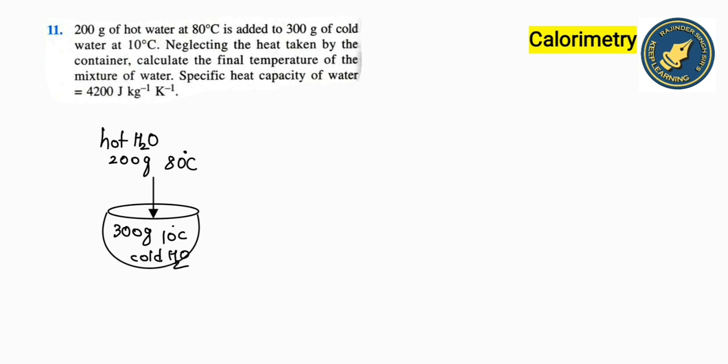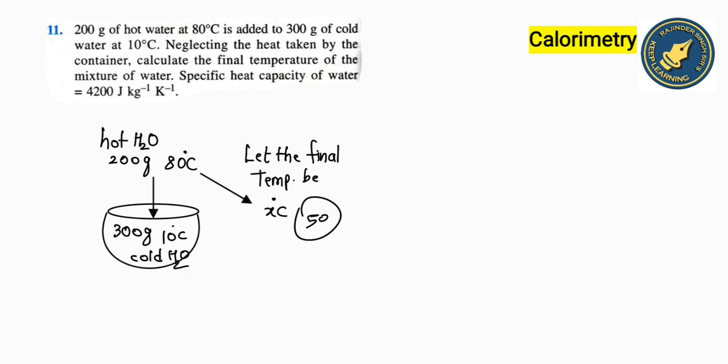So let the final temperature be X. As I told you in the previous sum, assume anything between 80 and 10, say 50 degrees final temperature. Okay? So now hot water is coming from 80 to 50. So how much will be delta T? 80 minus 50. So that is 80 minus X. Similarly for cold water, how much will be the delta T? 10 degrees to 50. So 50 minus 10, big minus small. So X minus 10. Now let's erase that 50. That was just an assumption.